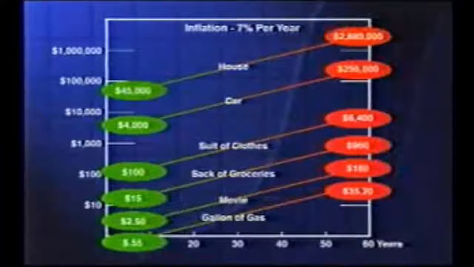Well, the students found that a 55-cent gallon of gasoline will cost $35.20. $2.50 for a movie will be $160. The $15 sack of groceries that my mother used to buy for $1.25, that'll be $960. A $100 suit of clothes, $6,400. A $4,000 automobile will cost $250,000, and a $45,000 home will cost nearly $3 million.